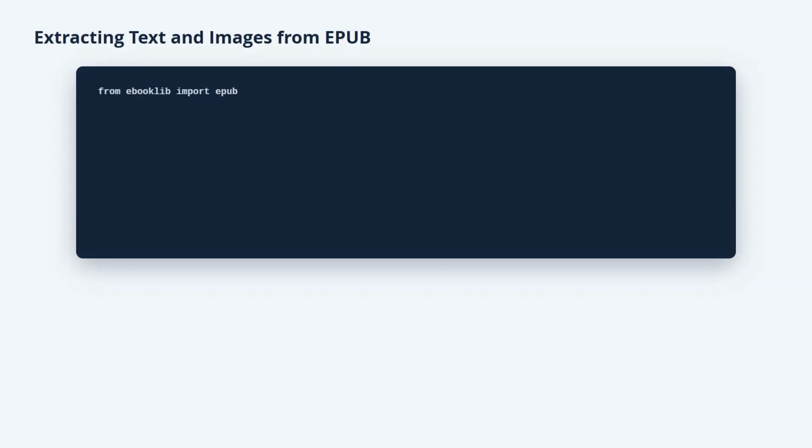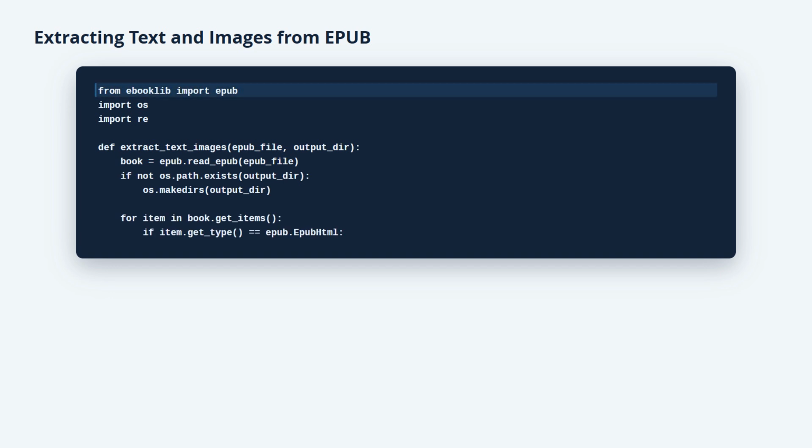Now that we've installed the necessary libraries, let's dive into extracting text and images from the EPUB file. First, we'll use the ebook library to read the EPUB chapters. We'll import the library and load our EPUB file, which allows us to access the book's content. As we iterate through the chapters, we can extract the text using simple string manipulation methods.